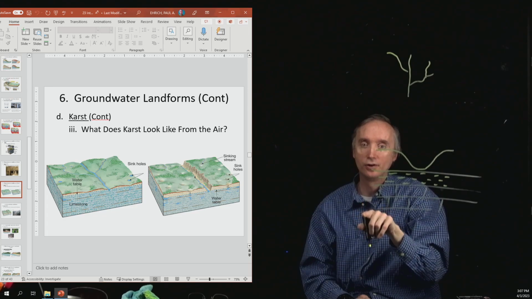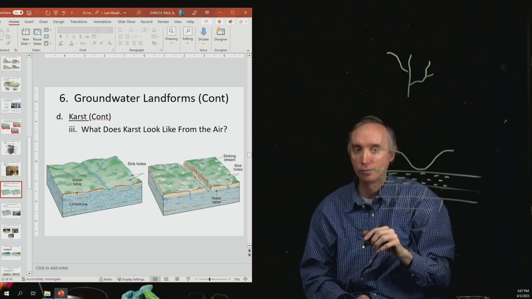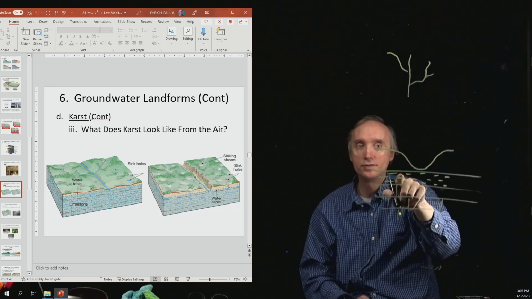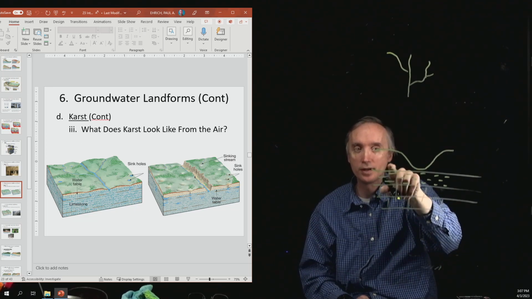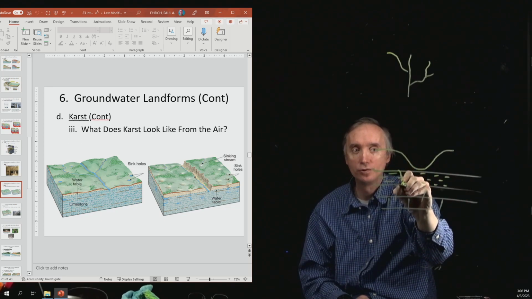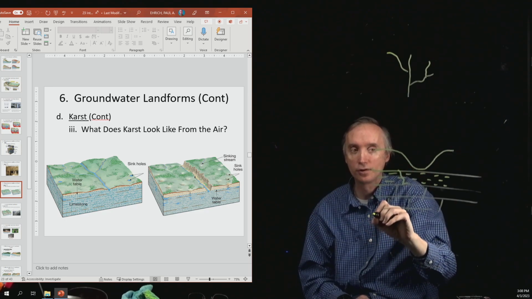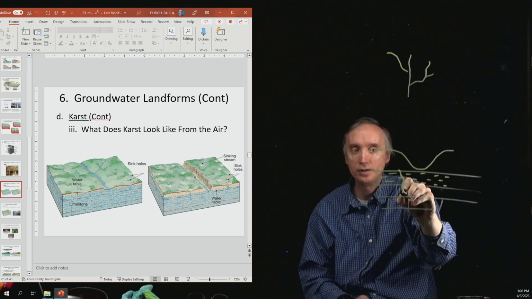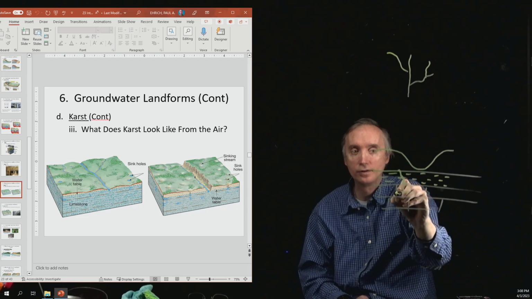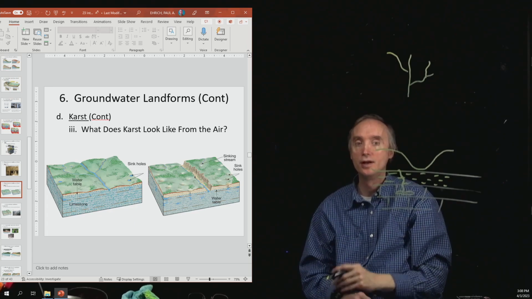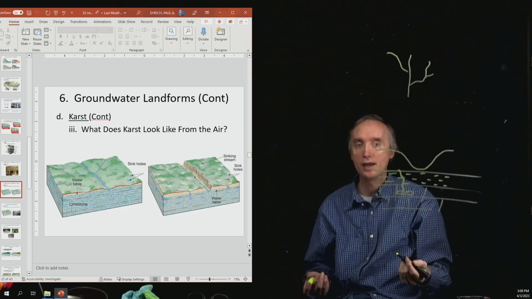All right, now let's take a look at the picture on the right. This is what's going to happen once something happens to this cap rock, so that water is now able to get into the ground. Groundwater is going to be flowing through these cracks. It's going to be getting into the limestone, and you should be noticing that little pits are starting to develop in the limestone. Those are eventually going to become the caves.